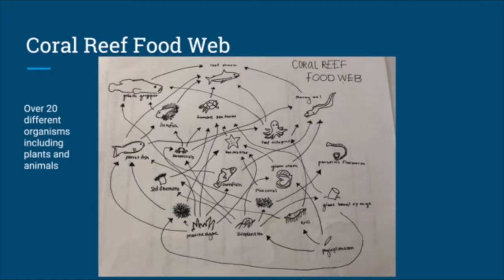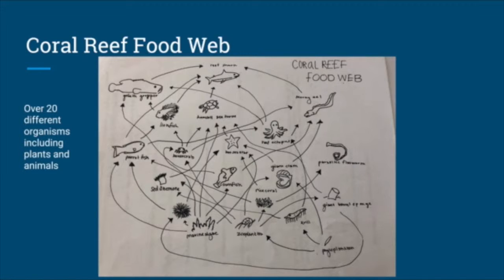In order to get a better look at the food structure of coral reefs, we have created a food web demonstrating the transfer of energy between the 20 organisms displayed. The animals at the top of the chain, like the reef shark, Goliath grouper, and moray eel, mostly have arrows pointing towards them, like the shark, which means that animals such as the eel and sea turtle are consumed by the shark.